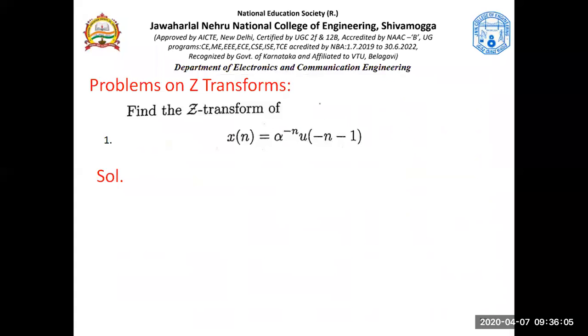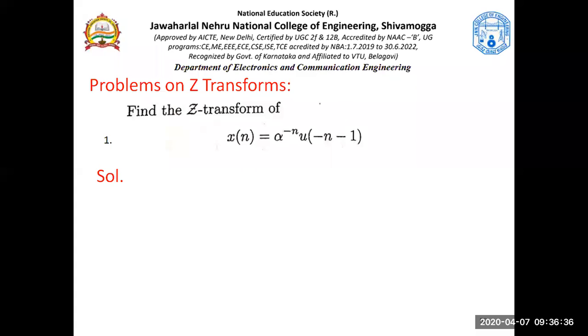Again, the problem is on Z transform. Find the Z transform of x of n, which is given by alpha to the power minus n, u of minus n minus 1. Now, you should not mistake this particular sequence for a positive time exponential or negative time exponential. No.